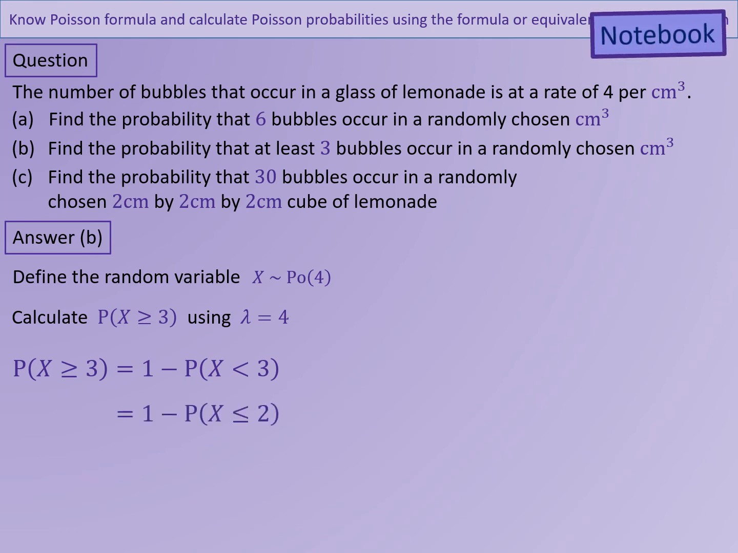Therefore, we can calculate 1 minus the probability x is 0, 1 or 2. This can be found using the Poisson cumulative distribution on the calculator. So we would go to the Poisson Cd section and we would substitute x equals 2 and lambda equals 4. We would then calculate 1 minus this probability to give us a probability of 0.7619.